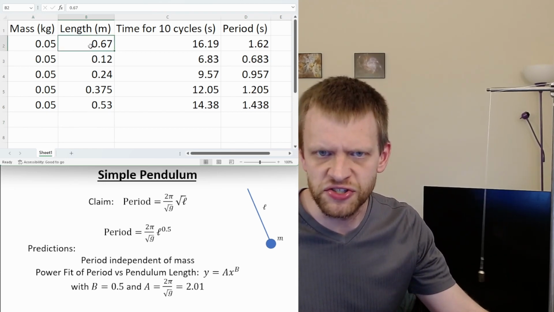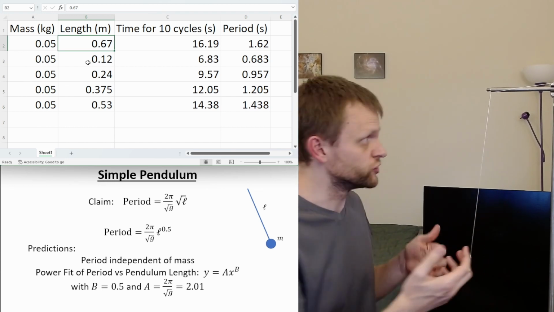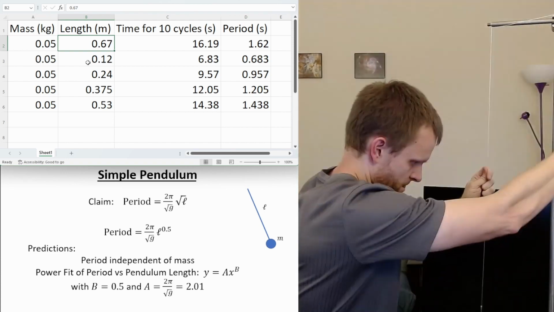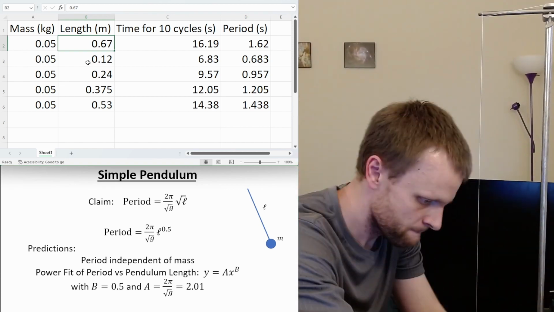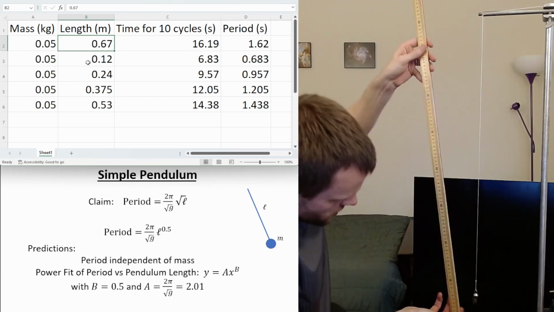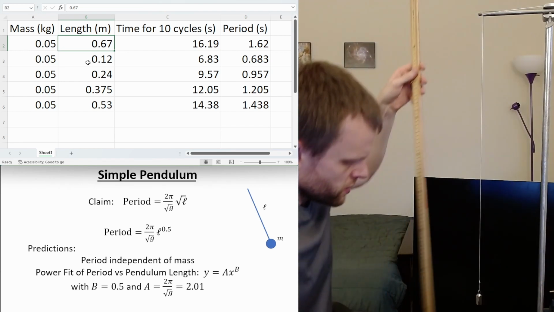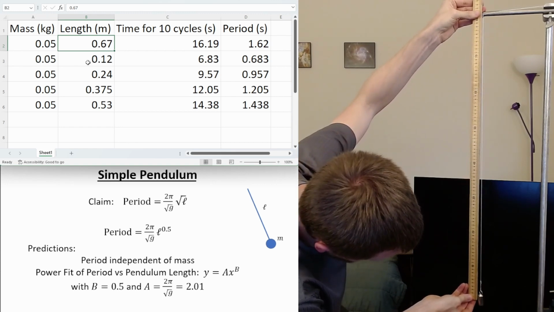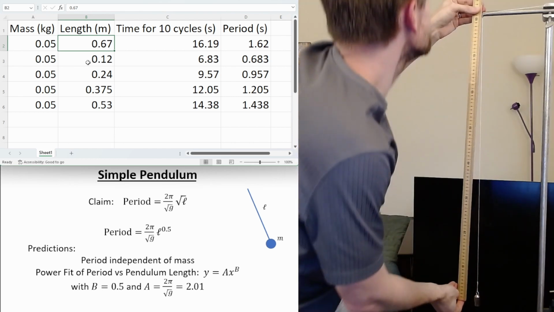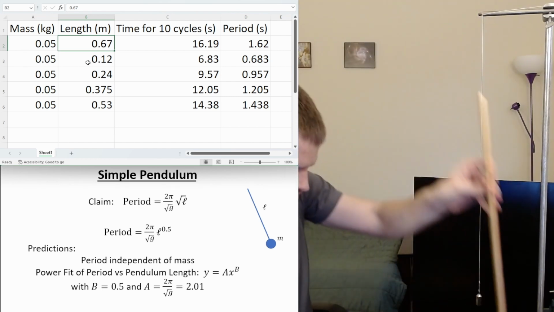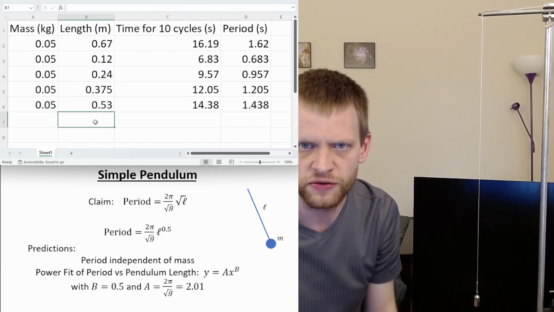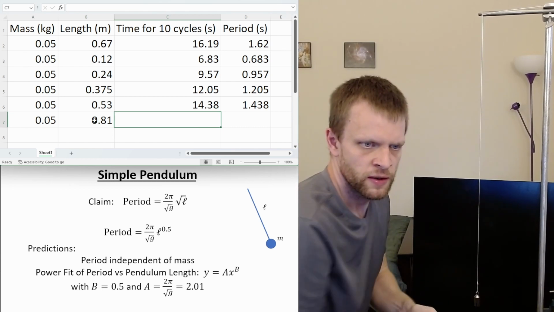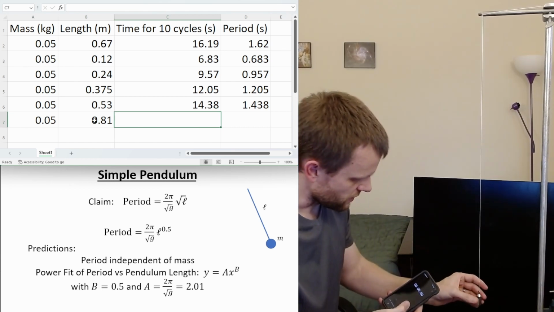We've already got a 67 centimeter one, so I'm going to try to make a longer pendulum than that. So let's reset this. Sure, let's go with this one. So this pendulum, if I set this up, from there to here, it's 81 centimeters. So 81 centimeters for this next pendulum. And 0.05 is still the mass. And let's reset and measure the period.